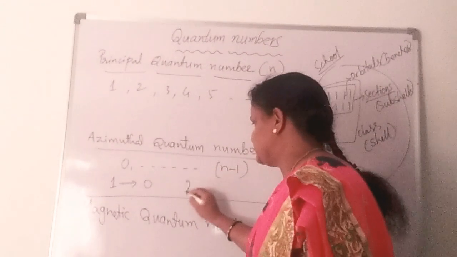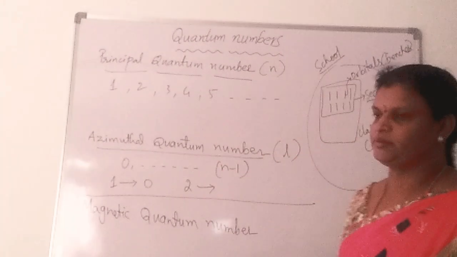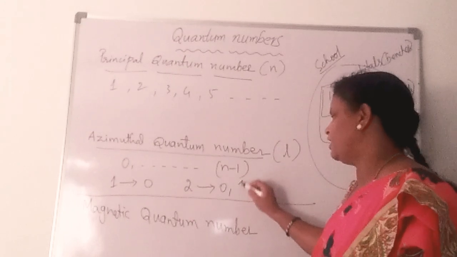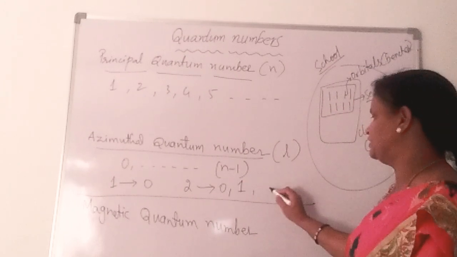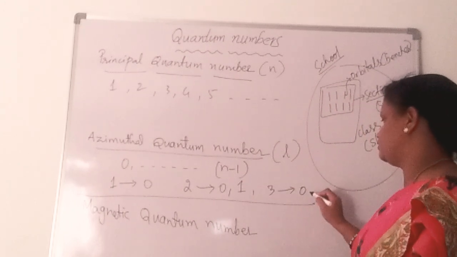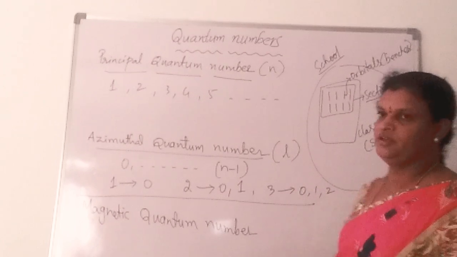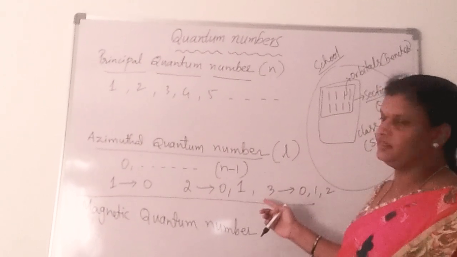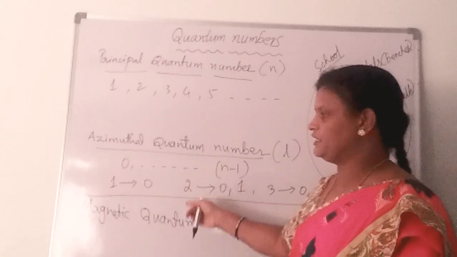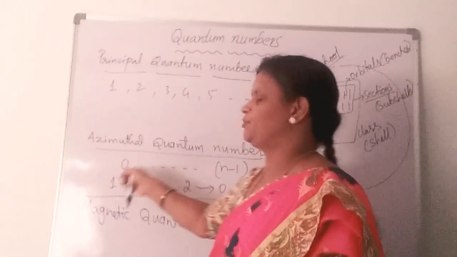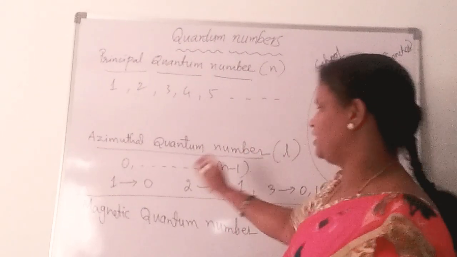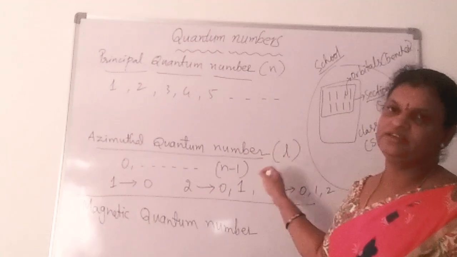If you take the second shell, two values are possible: 0 and also 1. If you take the third shell, the values will be 0, 1 and also 2. So 3 subshells are present in the third shell, 2 subshells in the second shell, and 1 subshell in the first shell. Like that, the shell number is equal to the number of subshells.